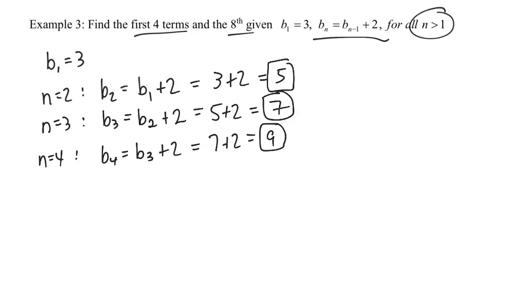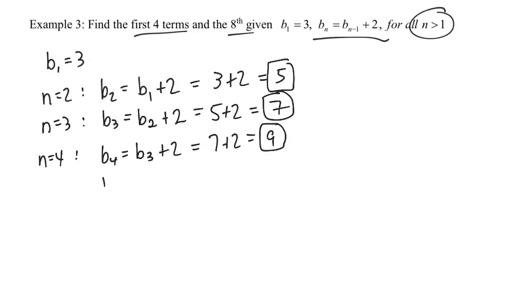Now, if I want to do the 8th term, that means I've got to find all of the terms prior to the 8th term. But here's the good news. There is a pattern here that I hope should be very obvious. What we are doing to get to the next term in the sequence is adding 2 to the previous term.